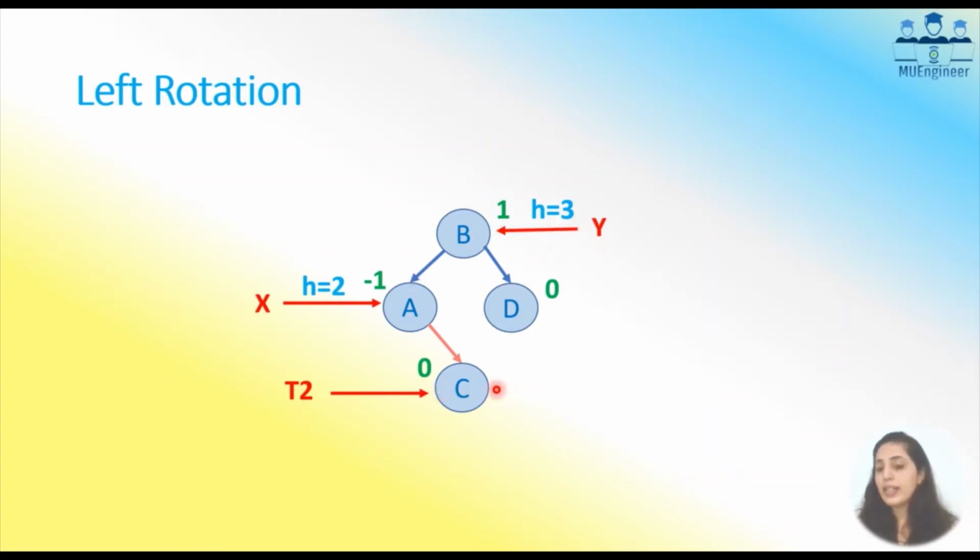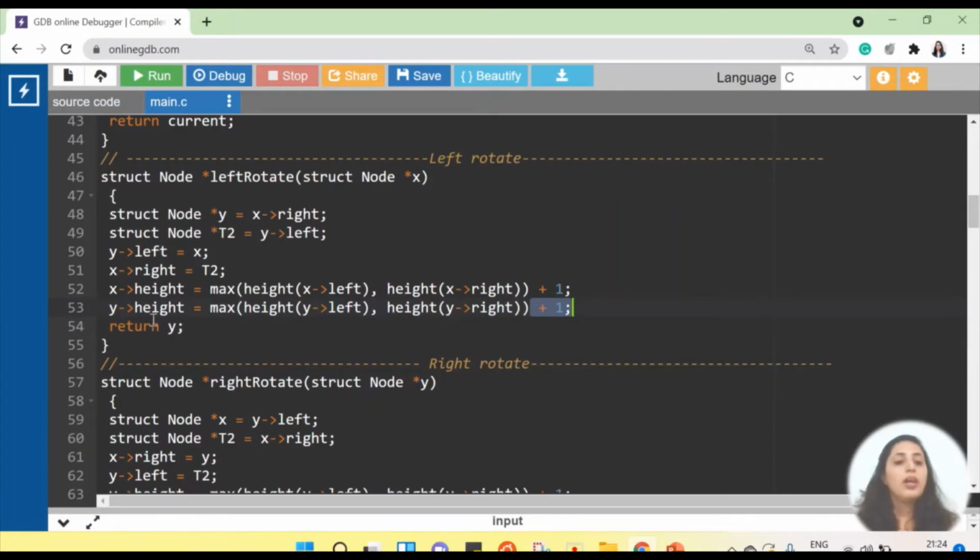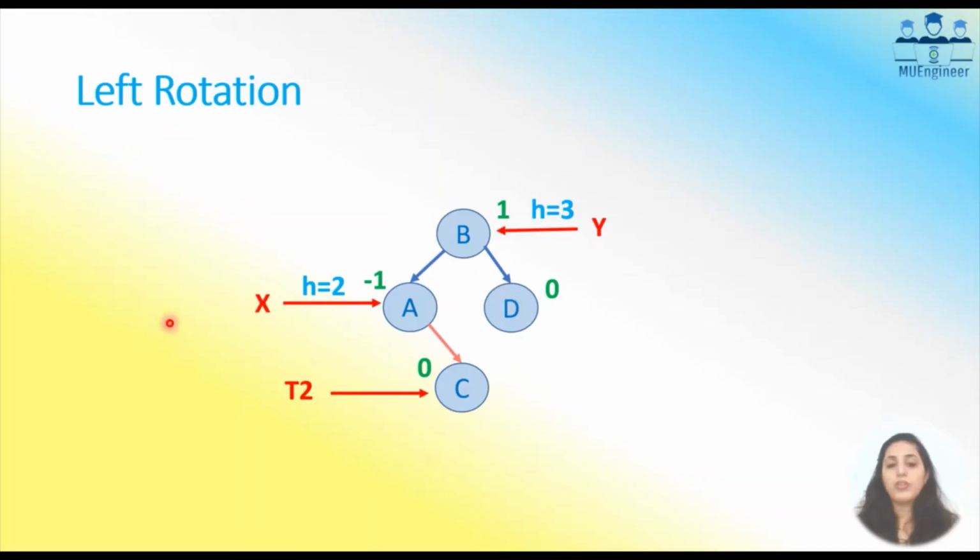So, that means the node at this level will have height 1, the node at this level will have height 2, and this will have height 3. Obviously, D has height 1, because it has no sub-children. It is a leaf node. And then we are returning this Y to the user.